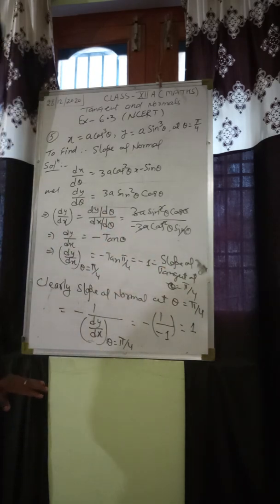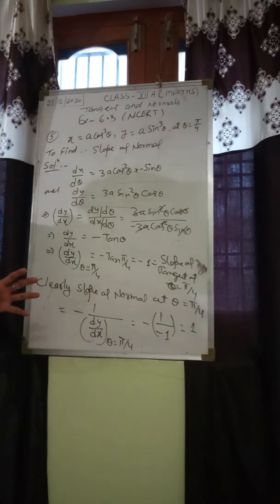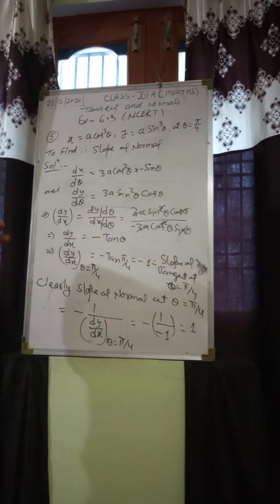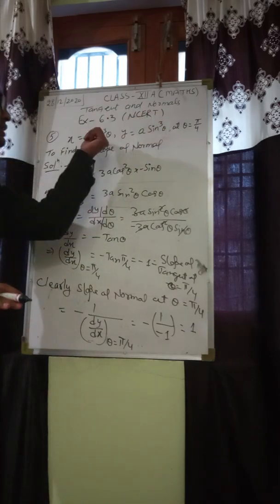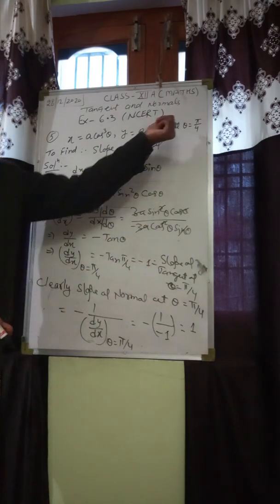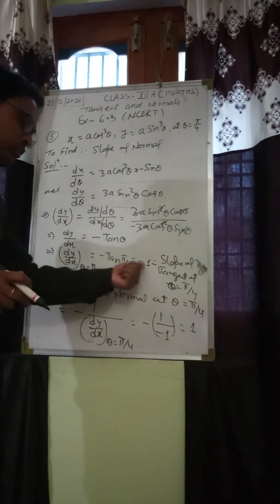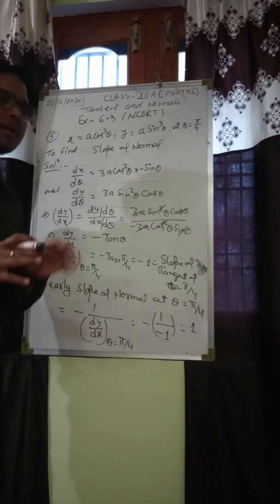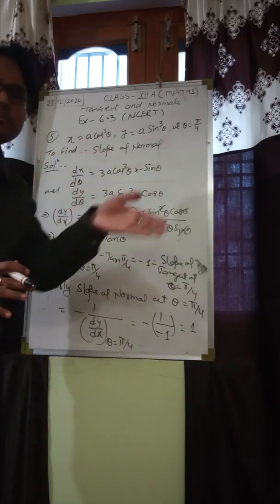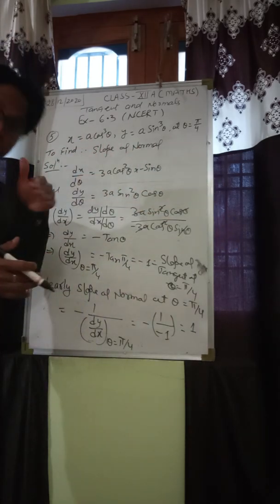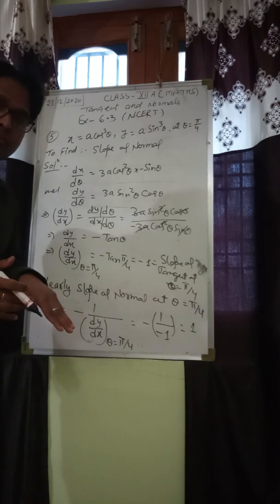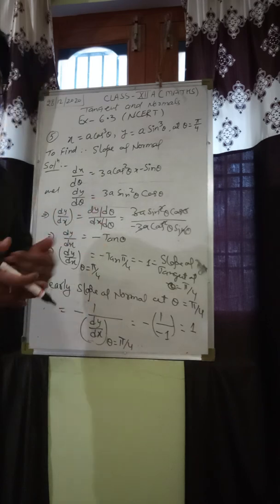Got it? Now, it is not asked in the question, but I am going to find out the equation of tangent and equation of normal on this curve, which is in parametric form, at theta is equal to pi by 4. Dear students, we have the slope here, so we have to find out the point from where it passes. That is also given, but not in your usual way.